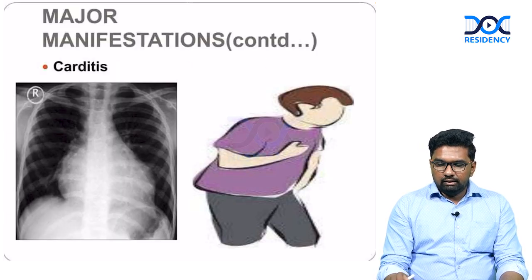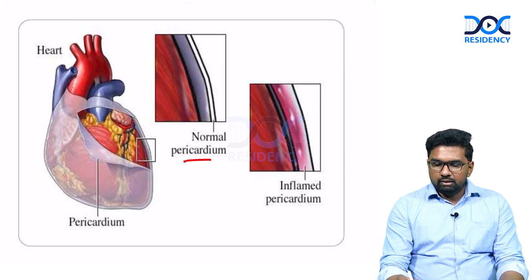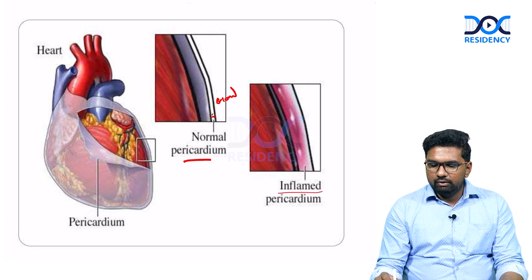Of course, pancarditis: here you can see a normal pericardium is very thin, and the pericardial cavity is filled with fluid. There are 6 to 10 ml of pericardial fluid always present. In case of an inflamed pericardium, it will get inflamed and thickened, and there will be adhesions to the thoracic surface also.